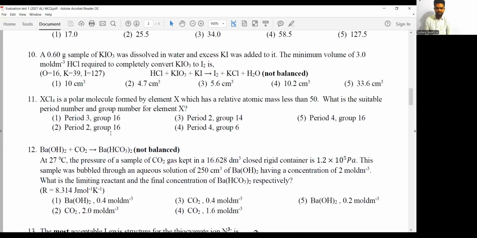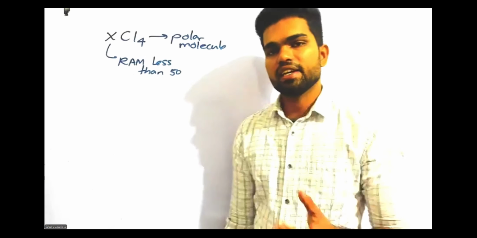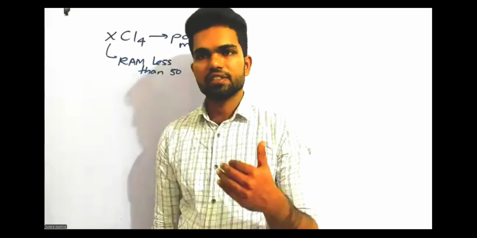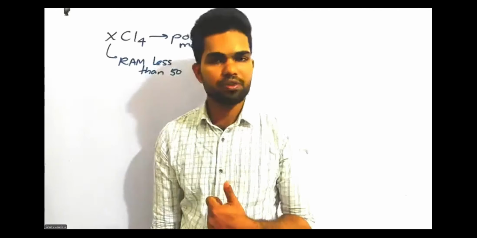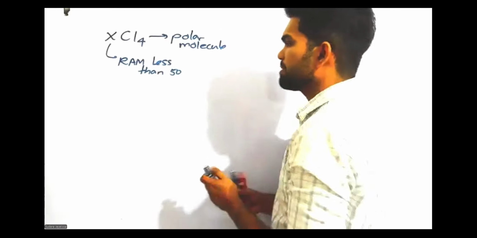Look at question number 11. XCl4 is a polar molecule formed by the element X. Its relative atomic mass is less than 50. What is the suitable period number and group number for the element? When it says XCl4, just remind yourself of the possible examples for this. I'll try to remember a few.